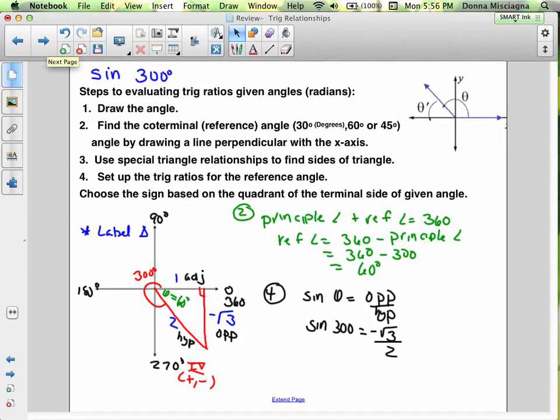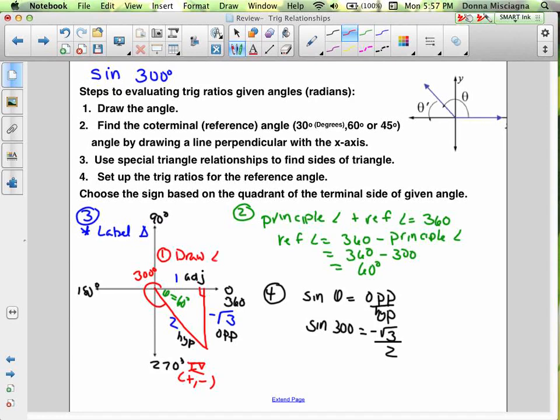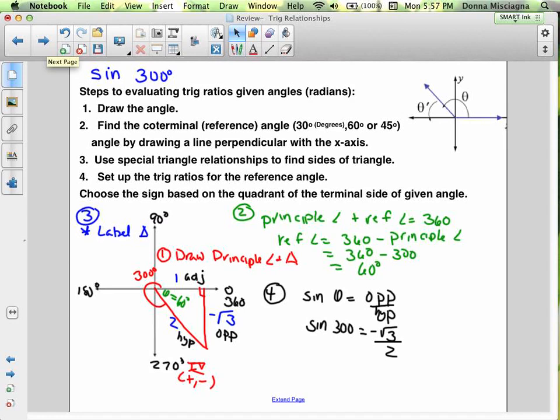So this was step 3, was labeling the triangle. And this is step 1 here. You're drawing the angle and the triangle. Right? And that angle is the principal angle. Right? And the reference triangle. All right? Those are your 4 steps. There you go. 1, 2, 3, 4.